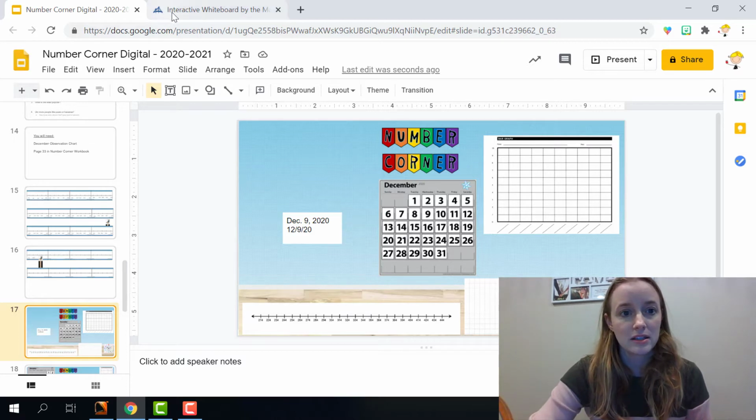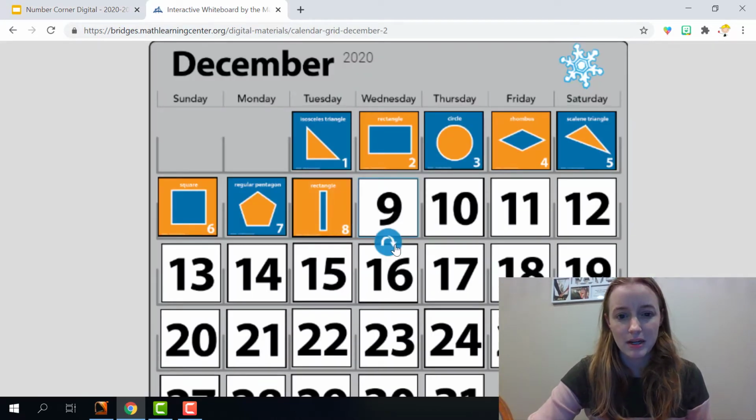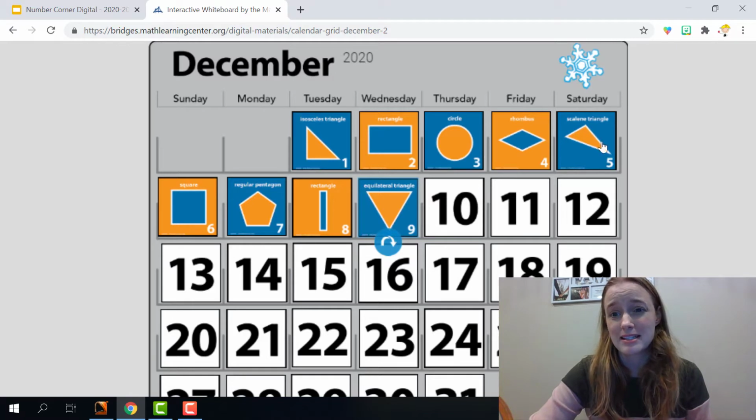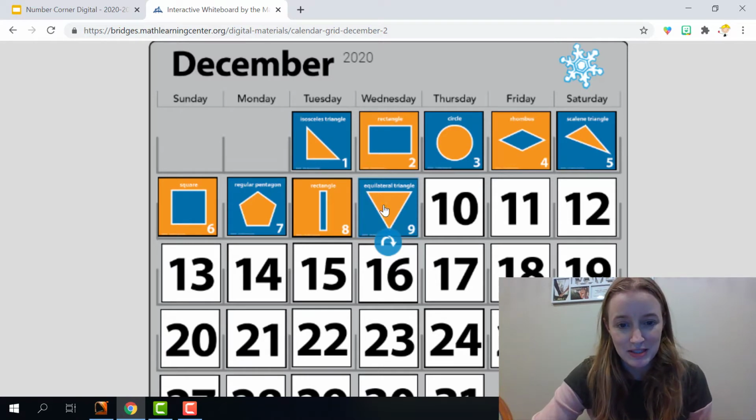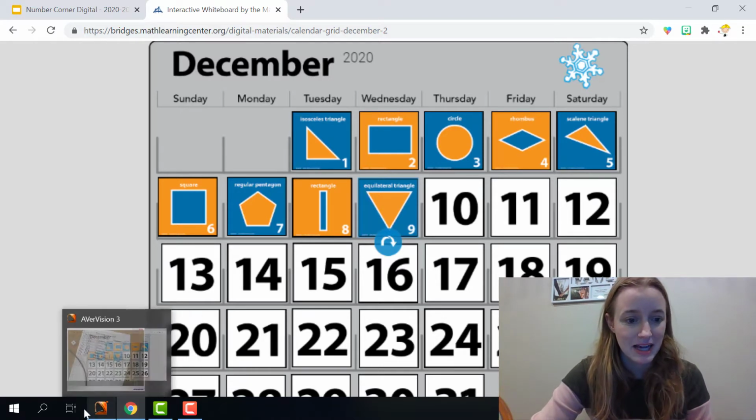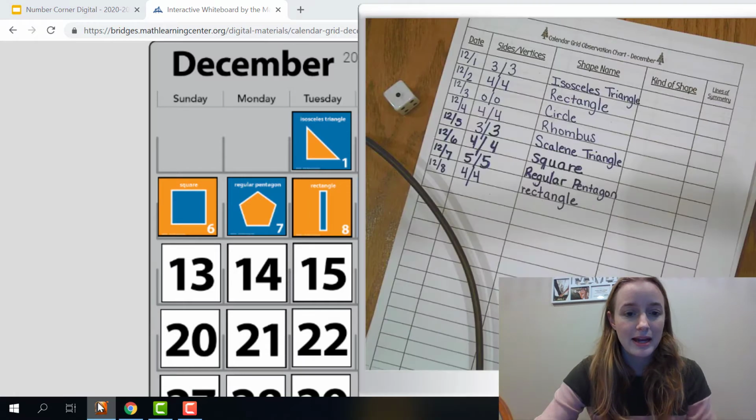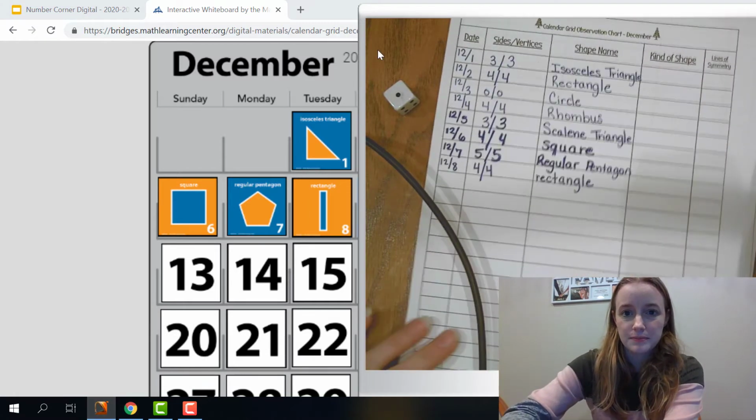We're going to look at our calendar now and flip it over. We have an equilateral triangle, which means each side is equal. Scalene triangle means that the sides are not equal. So an isosceles is a little bit different. That's an interesting one. So an equilateral triangle is the exact same sides for each one. So let's go ahead and put that on our chart.